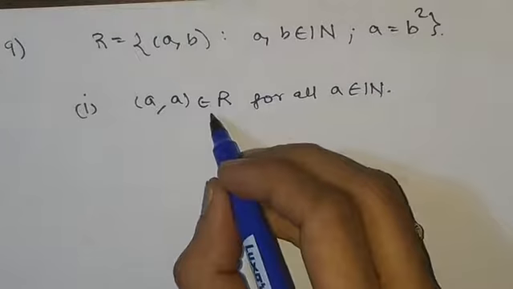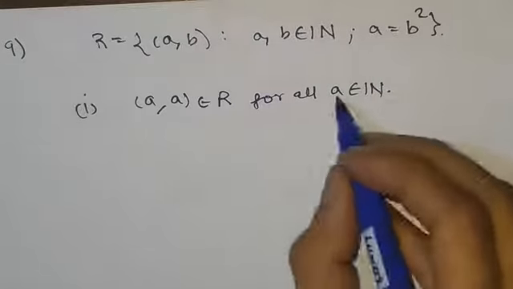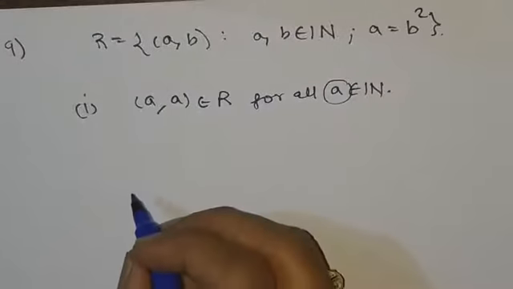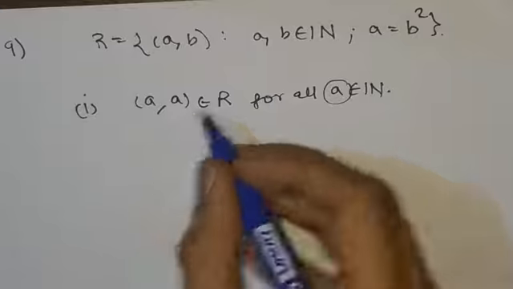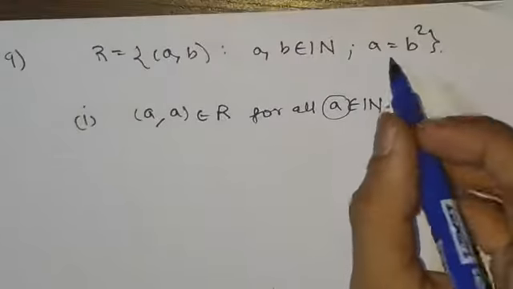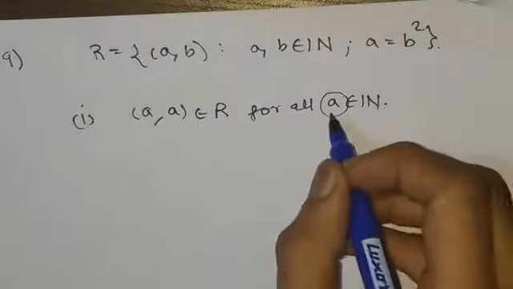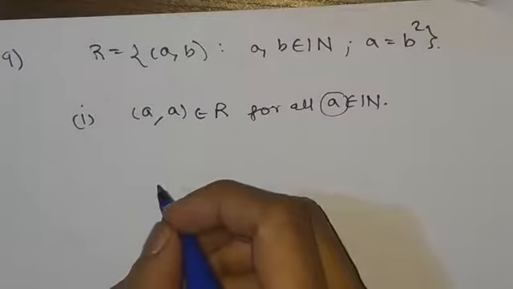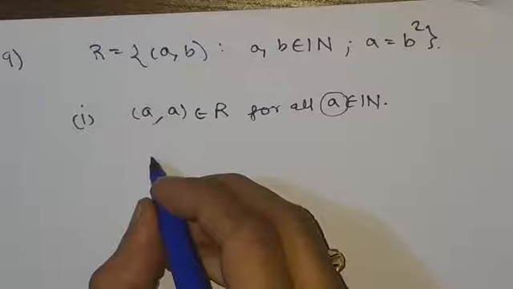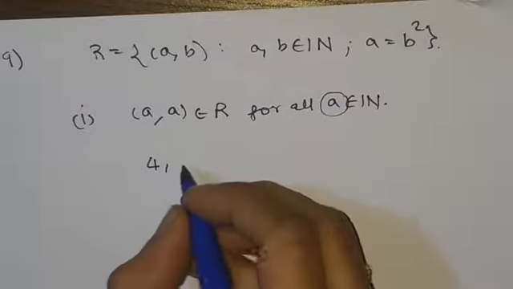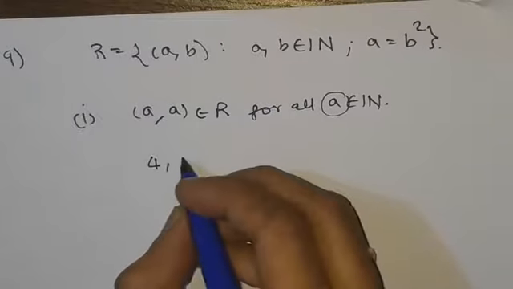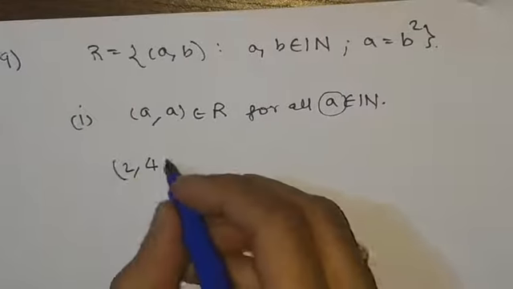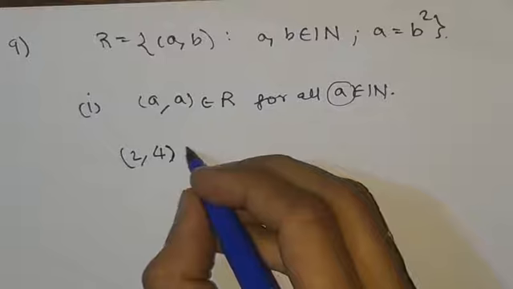What is the statement? a comma a belongs to the set R for all a belonging to the natural numbers. So any a you take in the set of natural numbers, then a comma a will belong to R. That is, they are saying a is equal to a square for all natural numbers a. So we have to give one example and show that that is not true. So if you take 4 comma 2 comma 4, if you take, then what do you see?